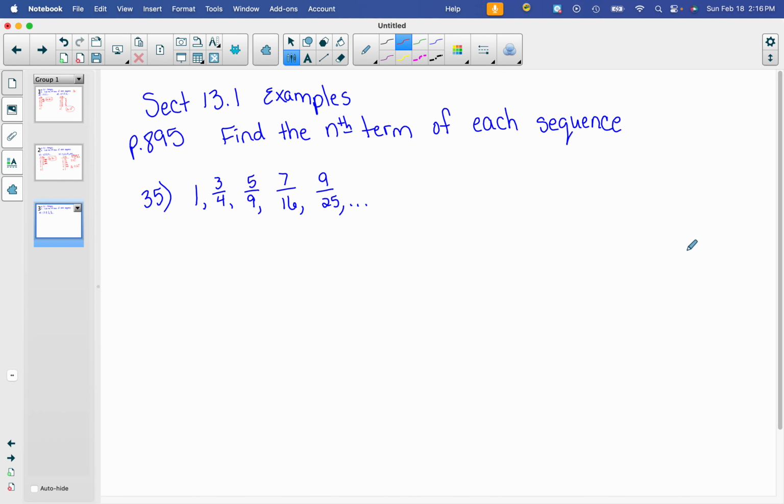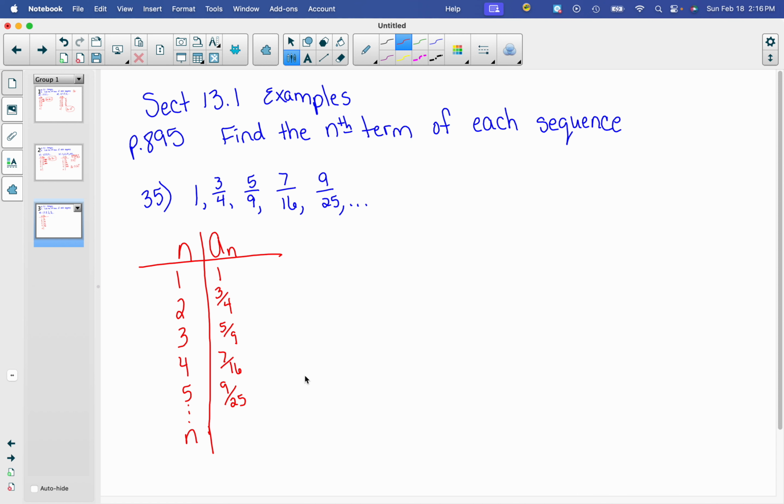So I like this one. This is the last one I'm going to do. So if we have n and a sub n, we have 1, 3/4, 5/9, 7/16, 9/25, etc. And we have to figure out the pattern.